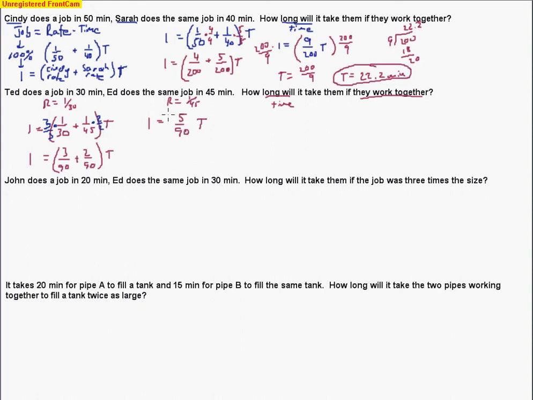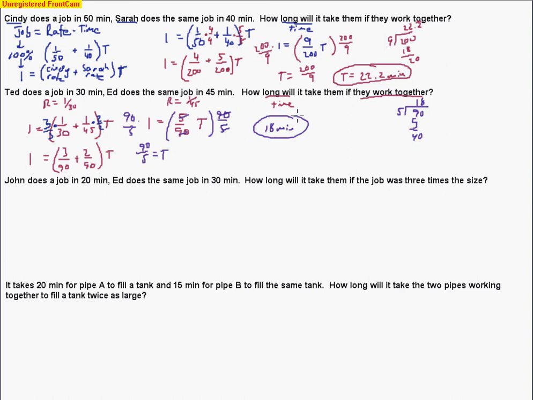So to solve this, all I'm going to do is multiply by the reciprocal, 90/5. And you see what will happen is the 5's will end up canceling, the 90's cancel, so I'm just left with t. So I've got my answer, 90/5, but we need to know what that represents. So off to the side, you just do the division. 5 into 90. 5 goes into 9 one time, with 4 left over, 5 goes into 40 8 times. There it is, 18 minutes. So 18 minutes is the time it takes them when they're working together.